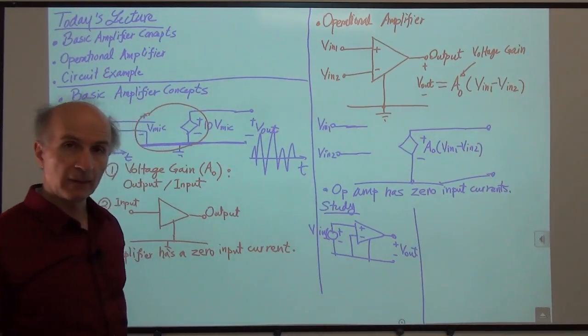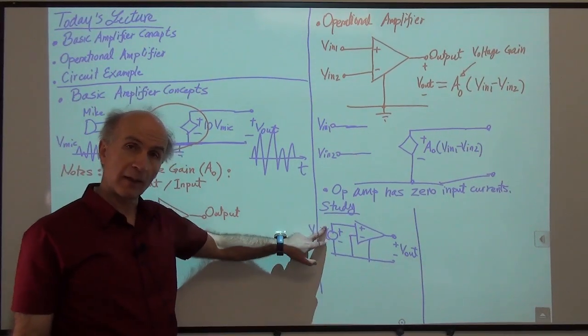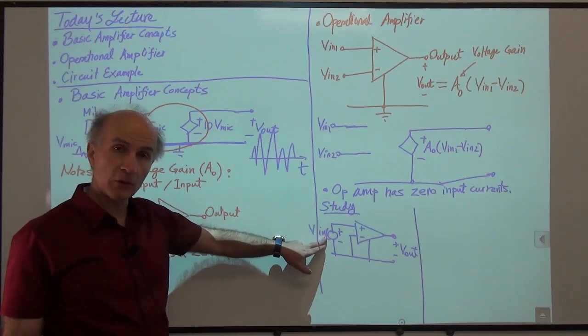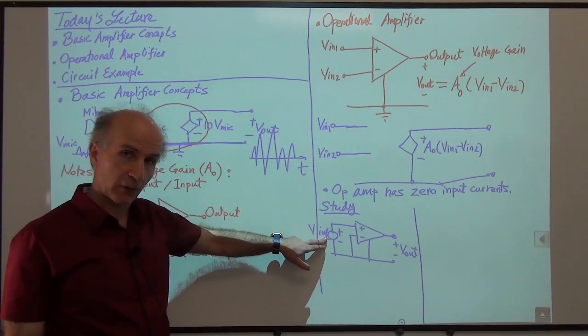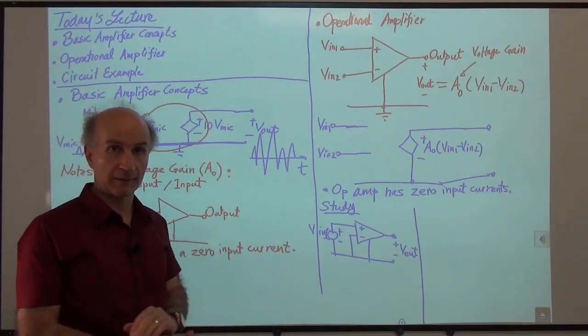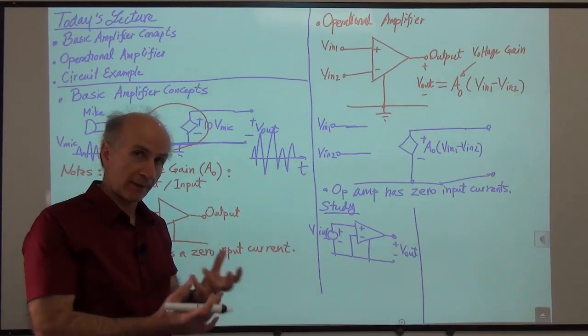Is that okay? So one of the inputs, V in 2, is set to 0, and the other one has a value. And what I'm going to do is change this value, sweep this value, and try to plot V out as a function of V in 1. All right? So what does that look like?